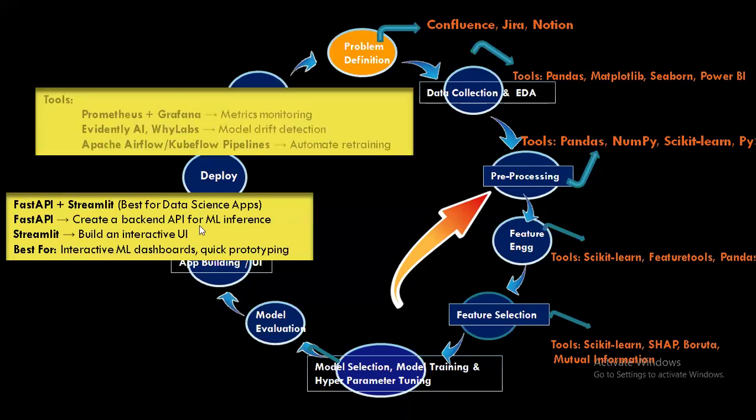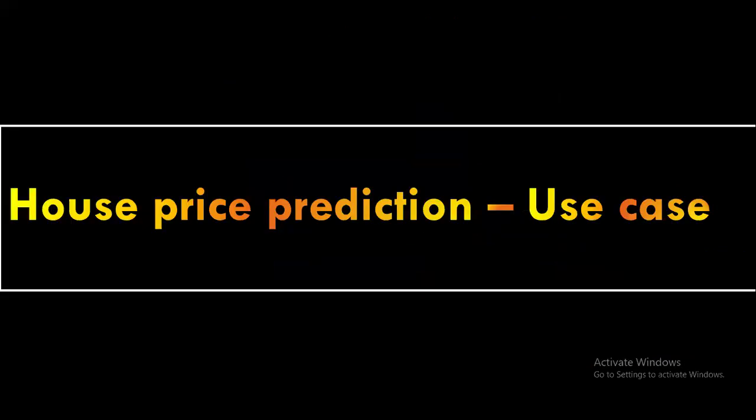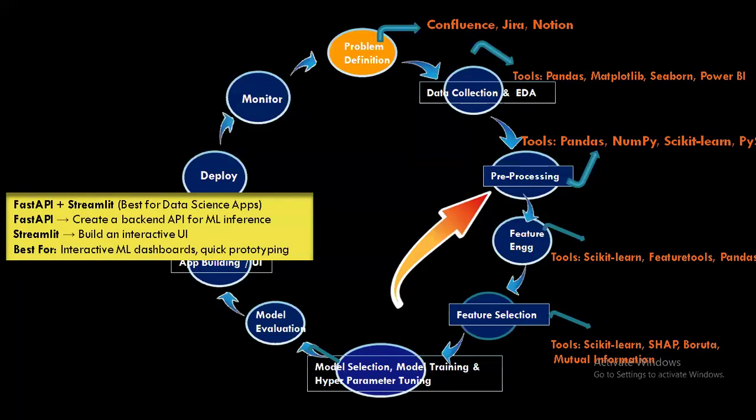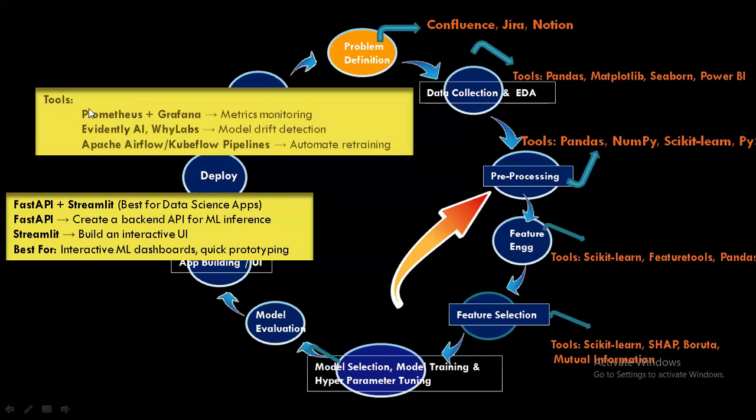Okay. And then the next one is the monitoring. What kind of tools can I use to monitor my model performance? So these are the tools that you can use. Prometheus plus Grafana for metrics monitoring. Model drift detection. What do you mean by model drift detection? The model's performance decay, if you wanted to monitor it, you can use Evidently AI, WhyLabs, these tools you can use. And automate retraining.